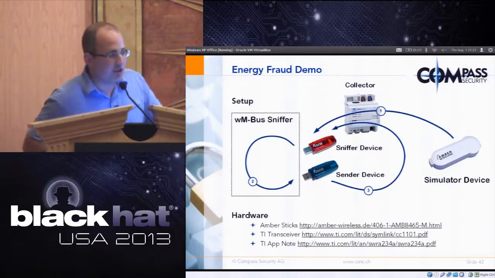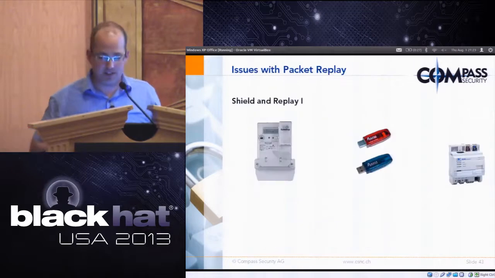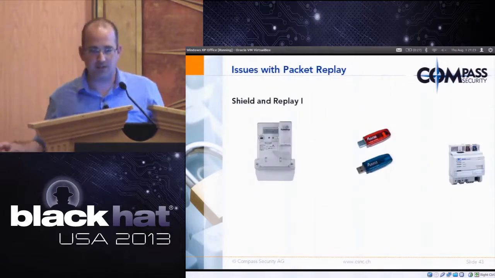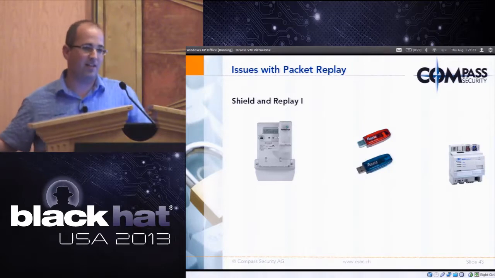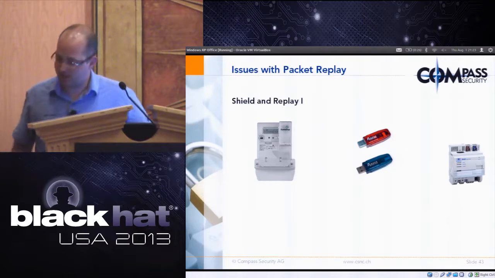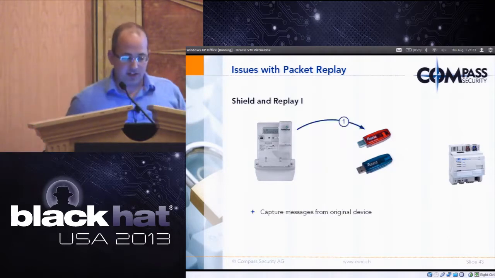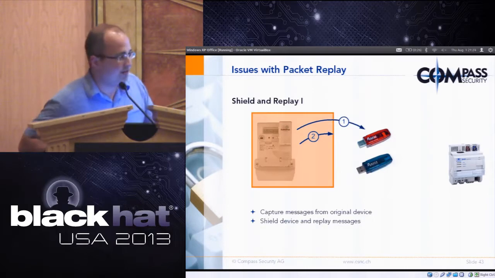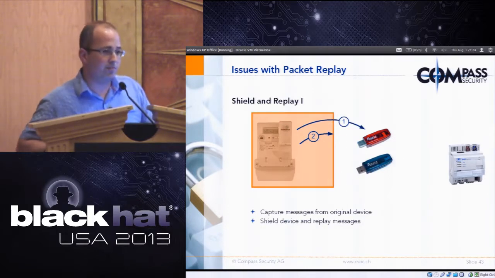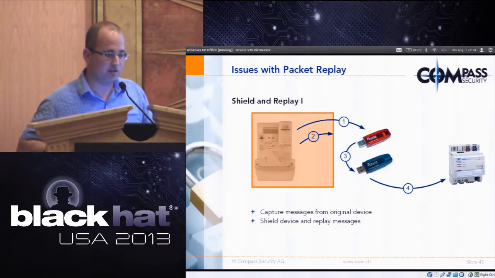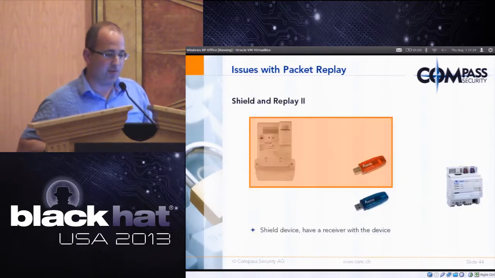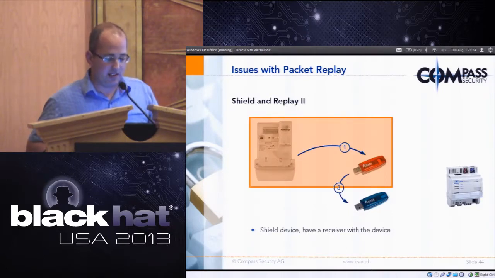There are actually some issues with these attacks, because you saw I always disabled the meter. Because it would have been sending its real consumption values to the collector still. So you need to take account of that. You somehow have to either shield the original meter, or you have to break it and then forward the information to the collector. Or what you could do as well is shield the meter and the receiver and then forward it.